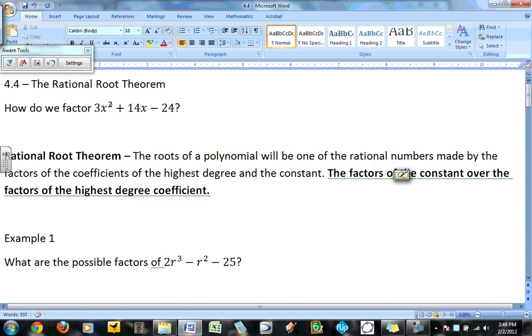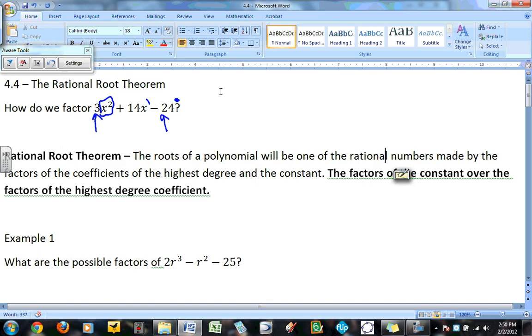So in this case, the highest degree is the one with the x squared. 2 is obviously bigger than the exponent here, which is 1, and bigger than the exponent here, which is 0, x to the 0 power. So the rational root theorem says the roots have to be made up of factors of the highest degree, so factors of this guy, and of the constant. All right, and the factors of the constant over the factors of the highest degree.